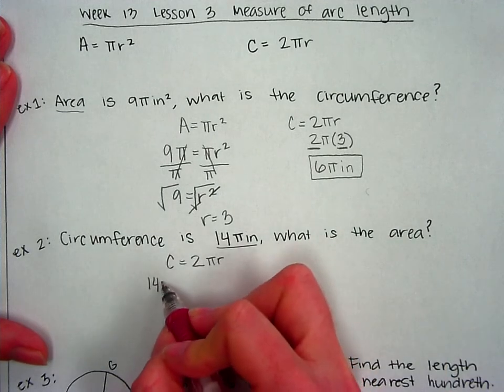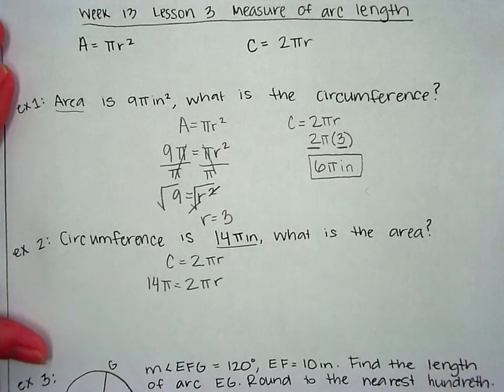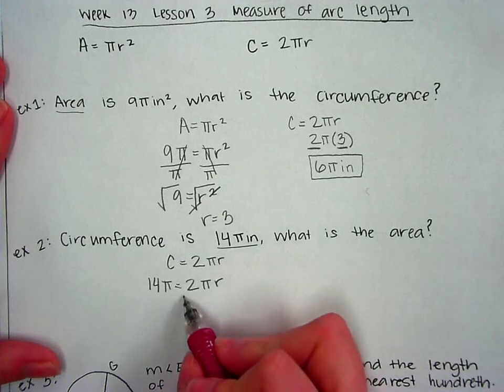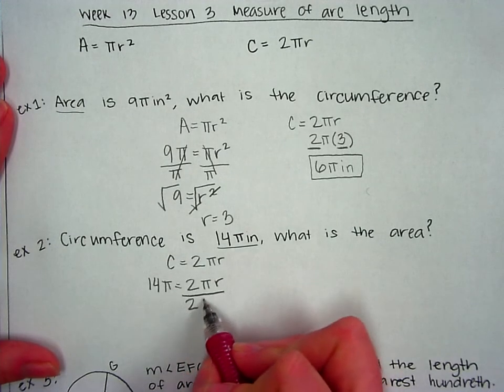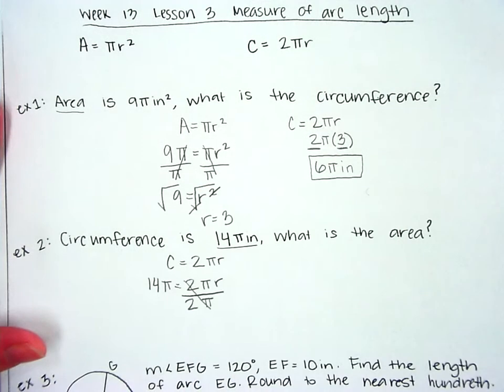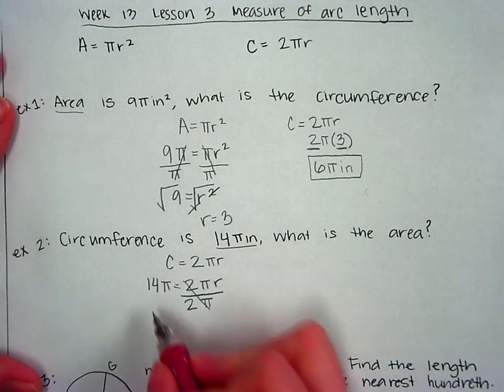The circumference is 14 pi, and the formula for it is 2 pi r. So I need to figure out what is r. What is the radius of this circle? So I want to get r alone. I can divide this side by 2 pi. Now I have same on top and the bottom, so 2 pi over 2 pi is 1, and 1 times r is just r. So that gives me r alone.